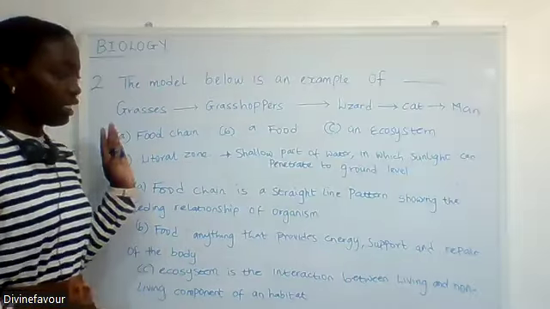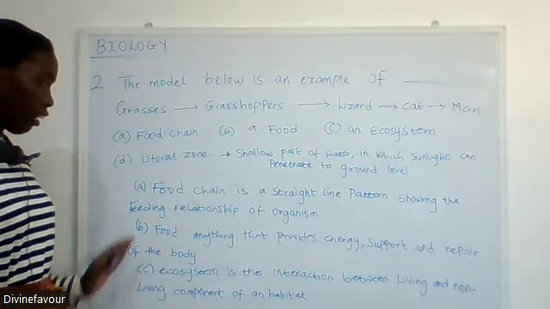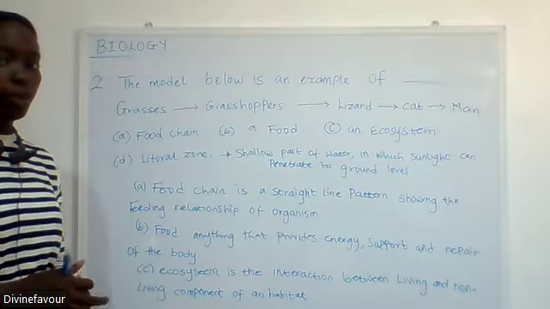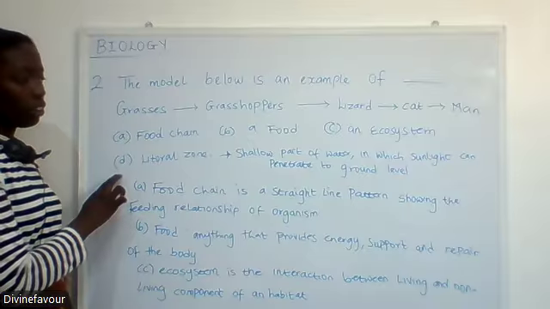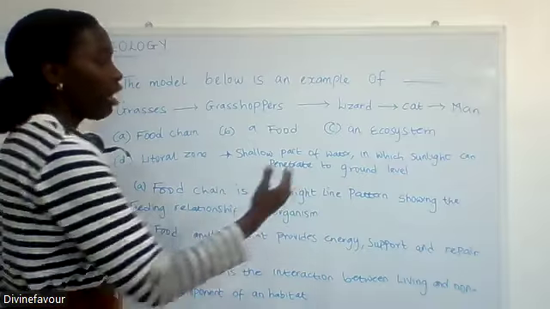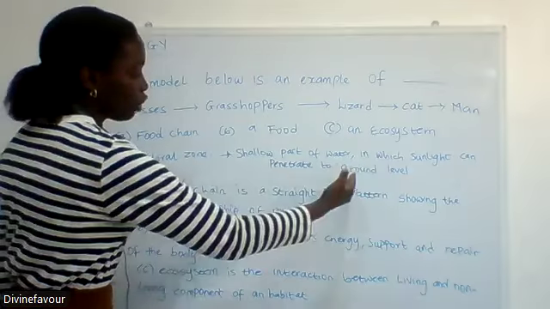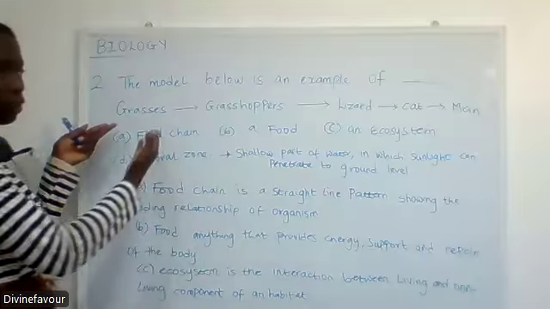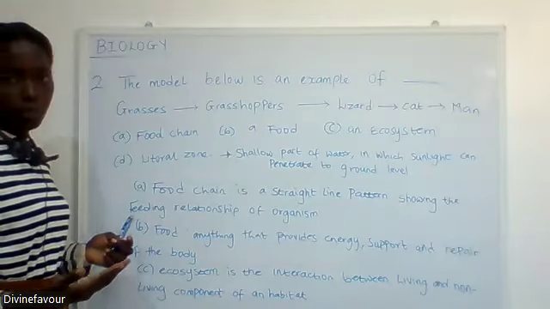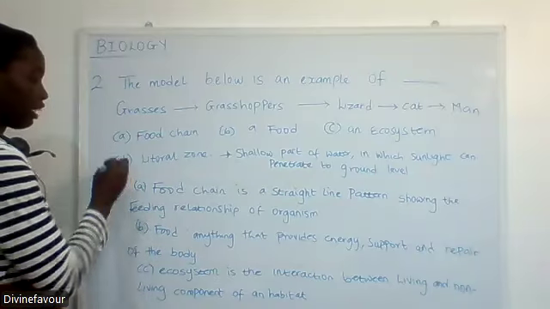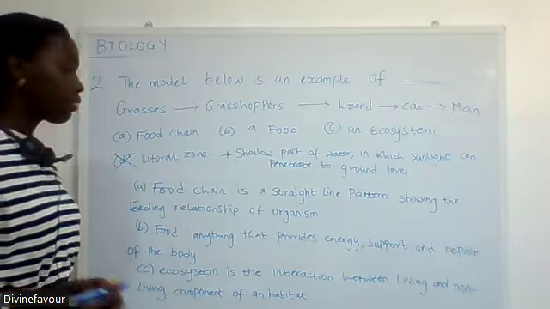Now, we've successfully defined all our options, right? So we're going to be eliminating them from option D upwards. Now look at option D. It says the shallow part of water in which sunlight can penetrate to ground level. Look at the model. What does water have to do with this model? It is not very likely, right?